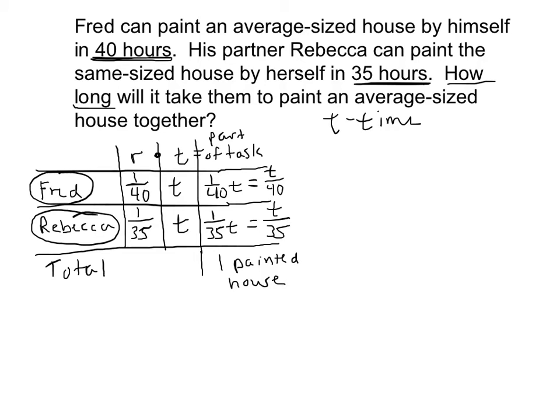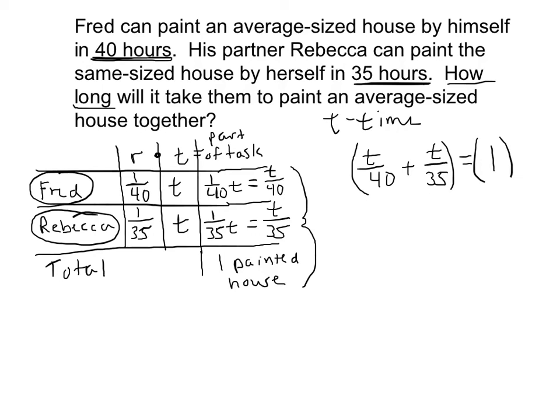Now, as with many of our distance problems we've done in the past, you'll notice this last column now gives us our equation in that t over 40 plus t over 35, again, the part of task each will do, is going to end up equaling 1 complete job, or 1 painted house in this manner. So we once again have a rational equation which we've worked on solving, and so to work with this equation we want to find the least common denominator and multiply both sides of the equation by that value.